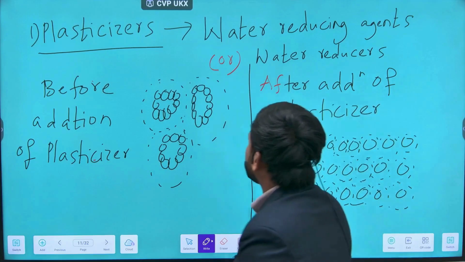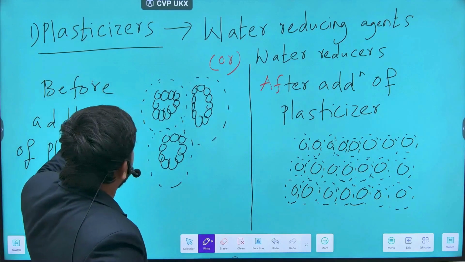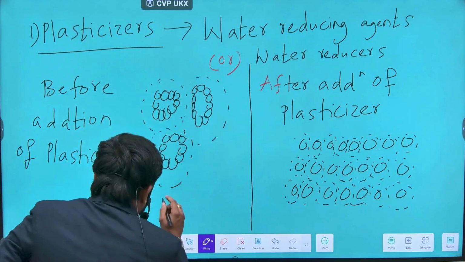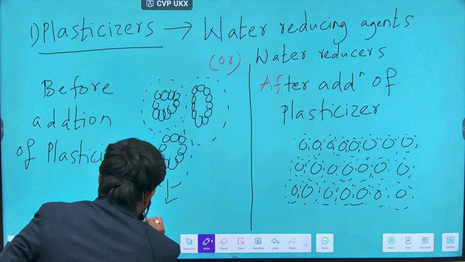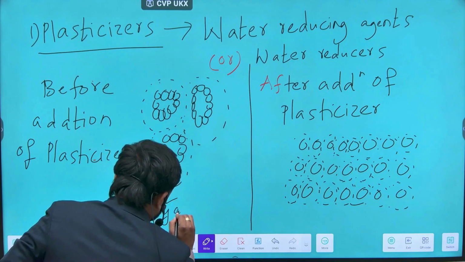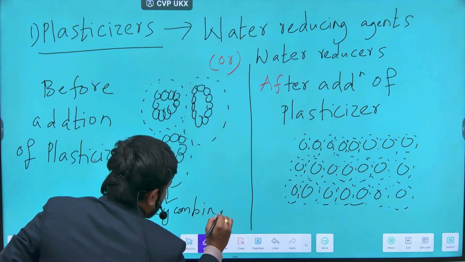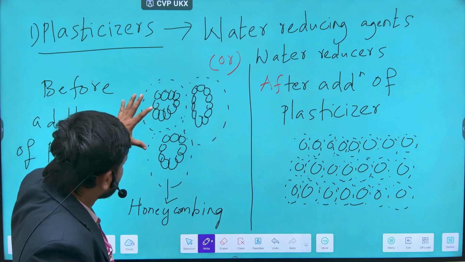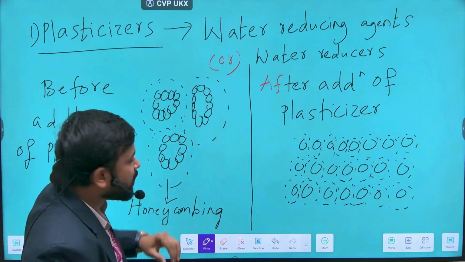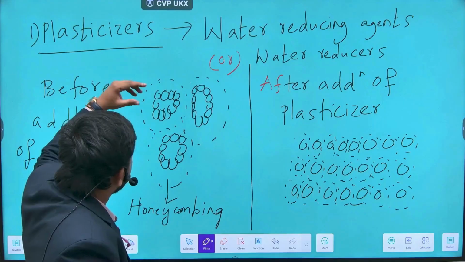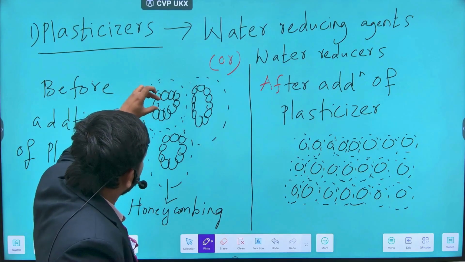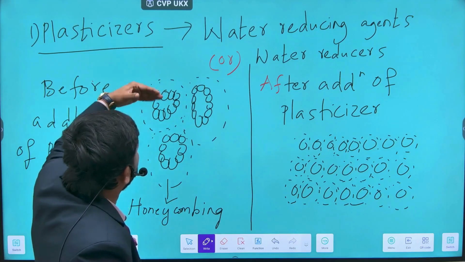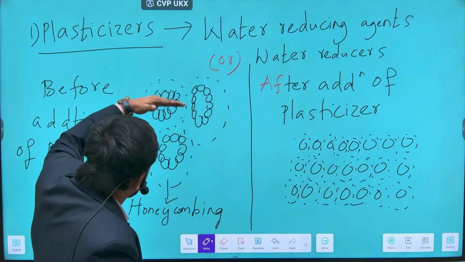Here all particles are very close. When the external load is applied, this type of structure is also called honeycombing. Honeycombing can be seen in these types of structures. In this structure a large amount of settlement is also possible, because when load is applied, a huge gap, that is void, is expelled from here and it gets compressed. There is a large amount of settlement here.